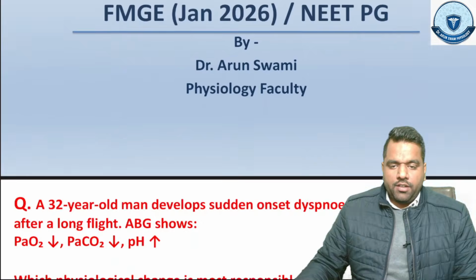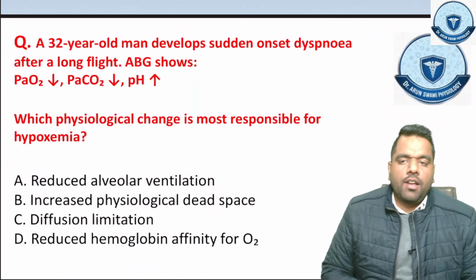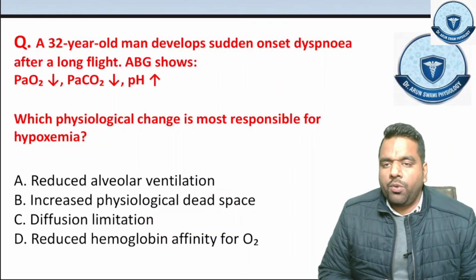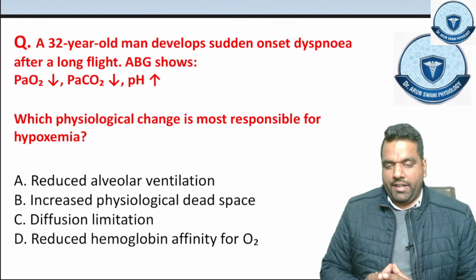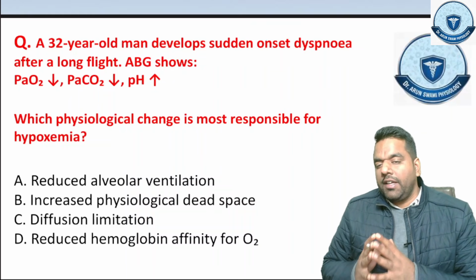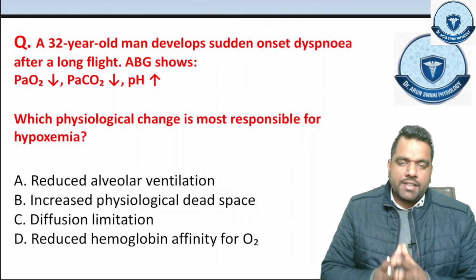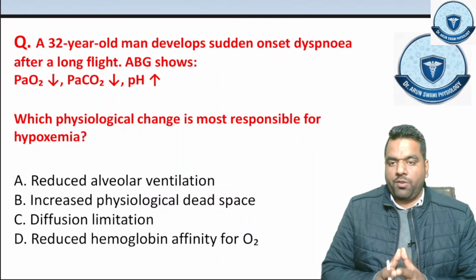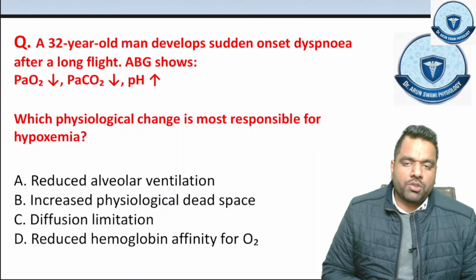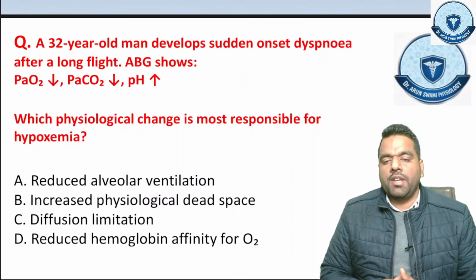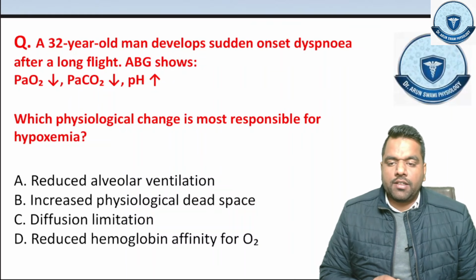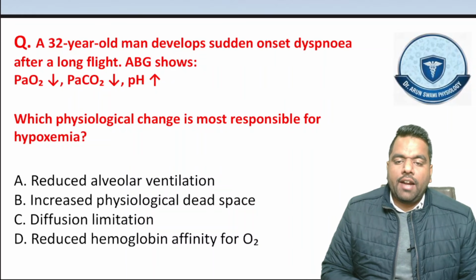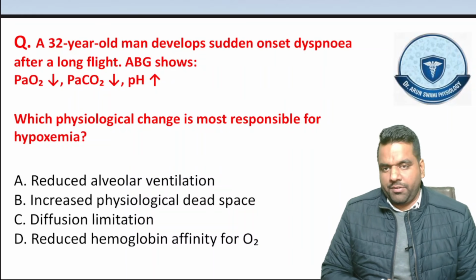So the first question which can be asked is: a 32-year-old man develops sudden onset of dyspnea after a long flight. ABG shows decreased PaO2, decreased PaCO2 and increased pH. Which physiological change is most responsible for hypoxemia? Option A is reduced alveolar ventilation, increased physiological dead space, diffusion limitation and reduced hemoglobin affinity for oxygen.